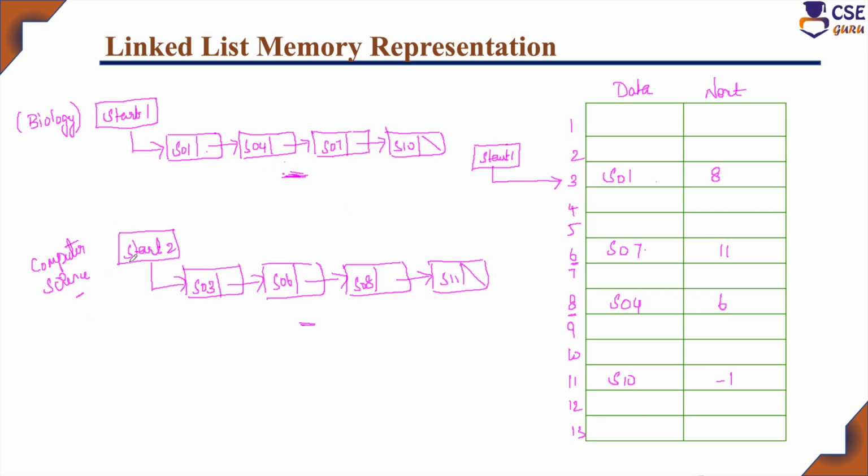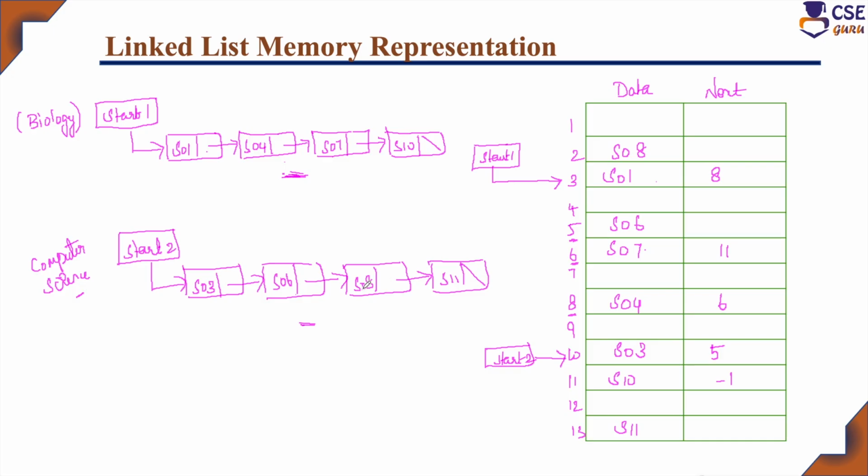Similarly, for computer science students, I am considering here the start pointer. Anywhere you can start, wherever the memory is free to store one particular node, that is enough. There you can store the data element. So this is start 2, and here it will be stored in the 10th memory location. So S03, I am storing S03 here, then S06, then S08, and then S11 I am storing here. The address of S06 will be stored with S03. The address of S06 is 5, so that will be stored with S03.